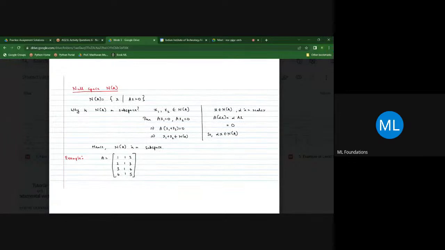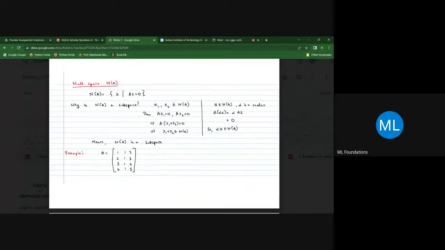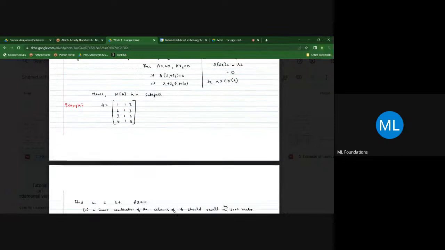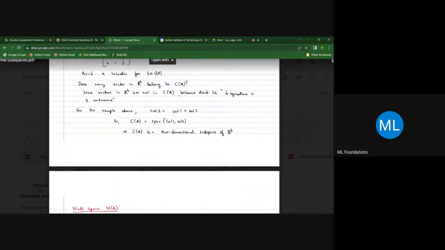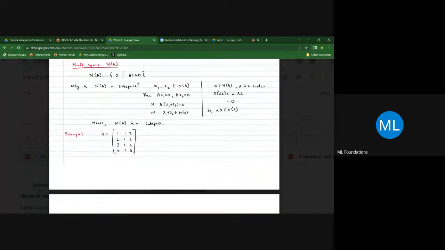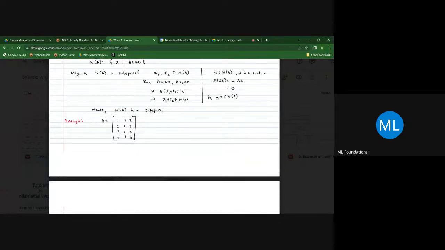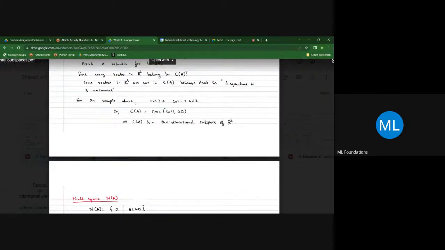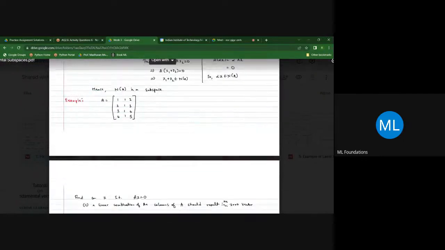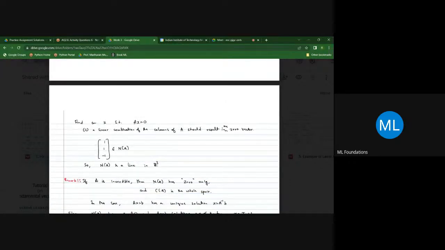So for this particular case, A equals this matrix with columns 1 2 3 4, 1 1 1 2, 3 4 5. We had the column space of A as a two-dimensional space. So it will obviously have a null space. In this particular example, column 3 equals column 1 plus column 2. So if you construct the vector 1, 1, minus 1, then column 1 plus column 2 equals column 3.